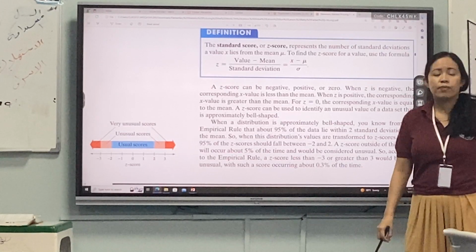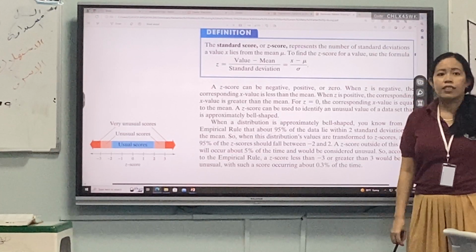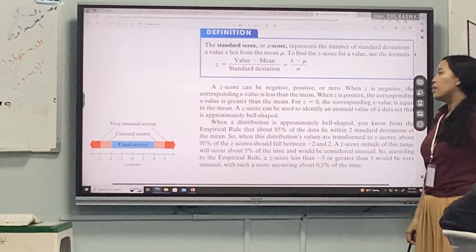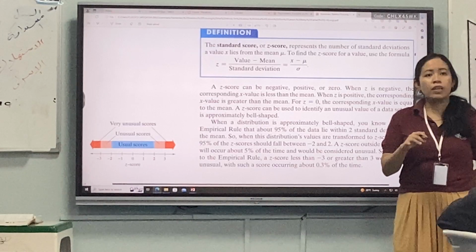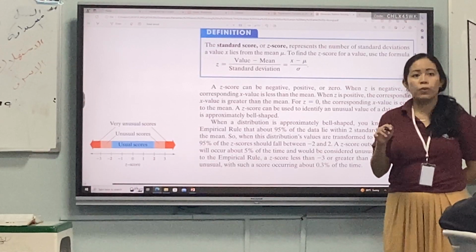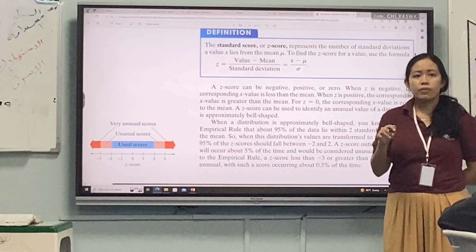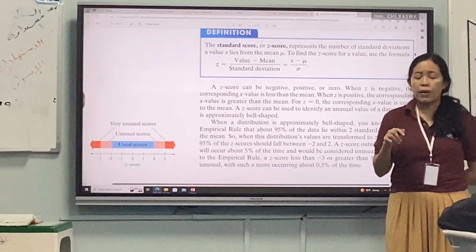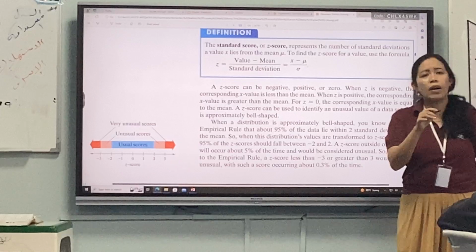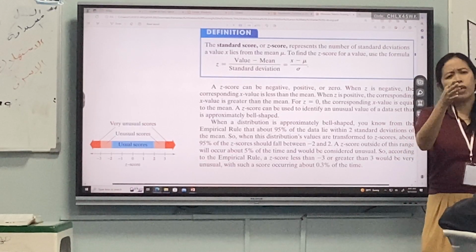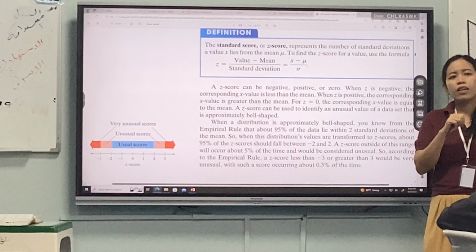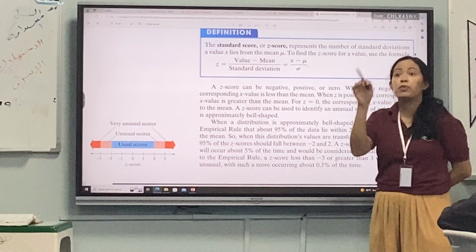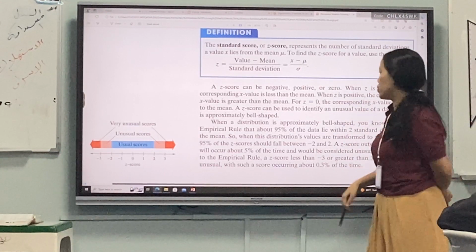Isn't this like what's used in Chebyshev's formula? Chebyshev's formula is 1 minus 1 over k to the power of 2. K is like the number of steps we're going away from the mean. It's the same as your report on the shapes of bell distribution.